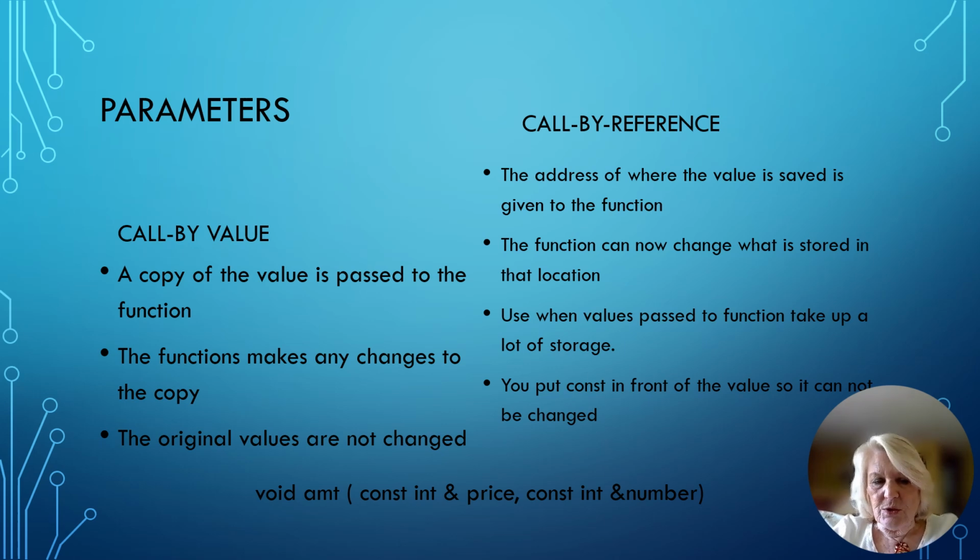The name of this function is AMT. It's a void function. It doesn't return anything. And it has two parameters, price, and it gives it the address of price, and price is an integer. And this const makes sure that it's given the address of price, but it can't be changed. And the same thing is true with number. It's given the address of number, but the const makes sure that it can't be changed.